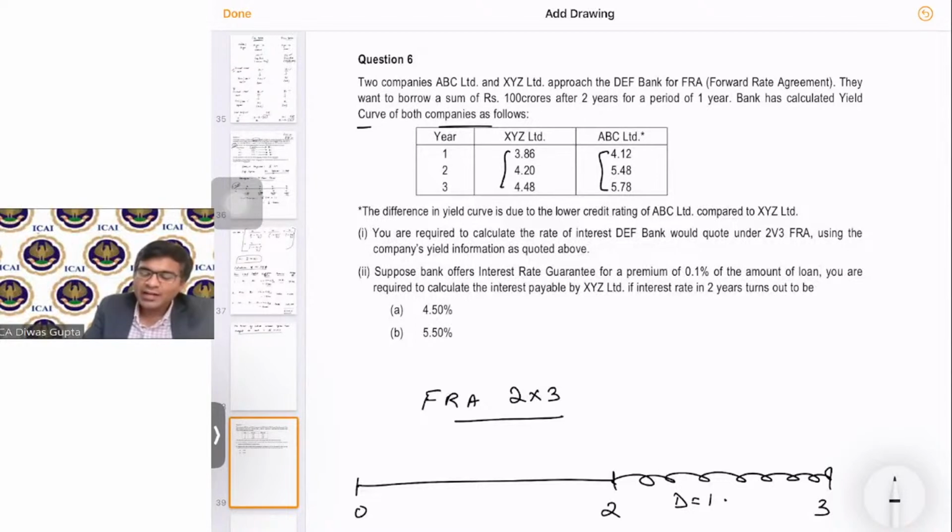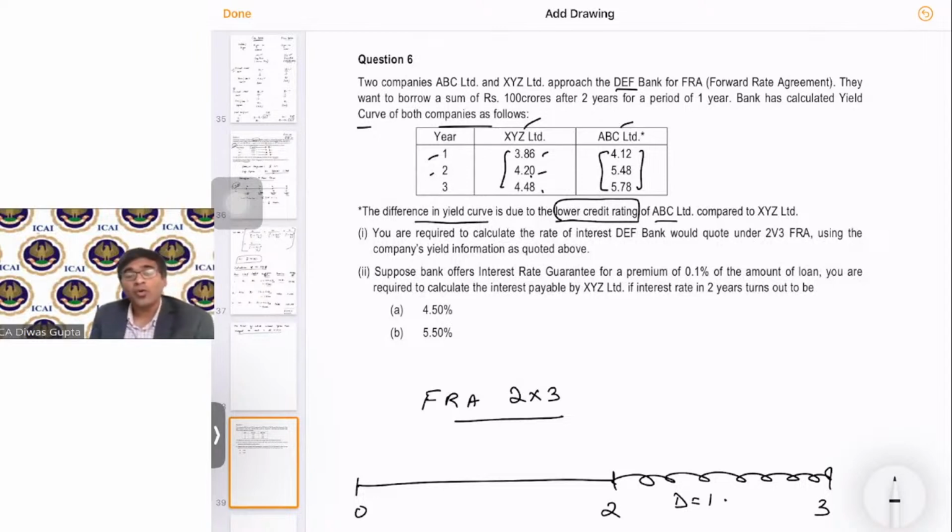So if XYZ Limited wants to borrow from DEF Bank Limited for 1 year, the applicable interest rate will be this. If XYZ Limited wants to borrow from DEF for 2 years, the applicable interest rate would be this. But if you see between XYZ and ABC, ABC is being charged premium. ABC is having higher interest rates: 3.86, 4.12, 4.2, 5.48, 4.48, 5.78. It is significantly higher. Why it is higher is also given. The difference in yield curve is due to the lower credit rating of ABC Limited.